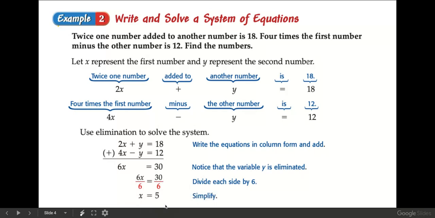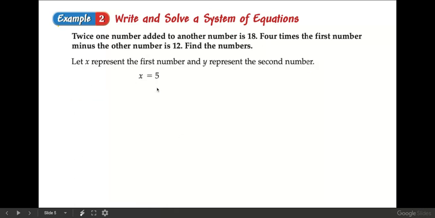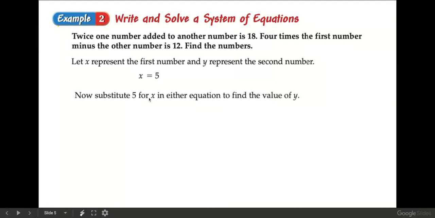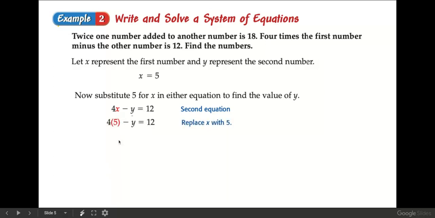So again, I found the x value. Now I need to make sure I find the y value. So let's go ahead and take this, and we're going to substitute it now in either one of the equations. It doesn't matter which one. I'm going to go ahead and take that second equation I had. So I'm going to substitute 5 in for x. So it's going to be 4 times 5 minus y equals 12.